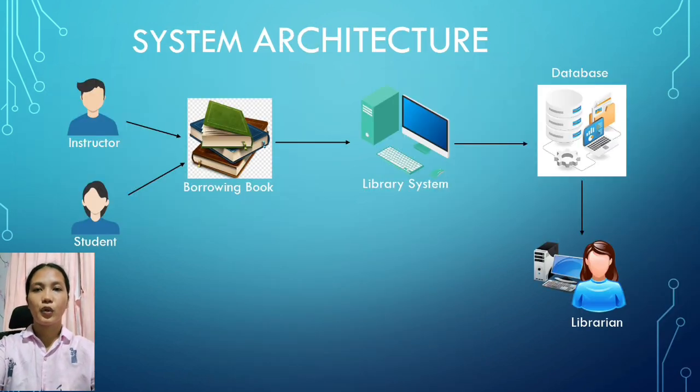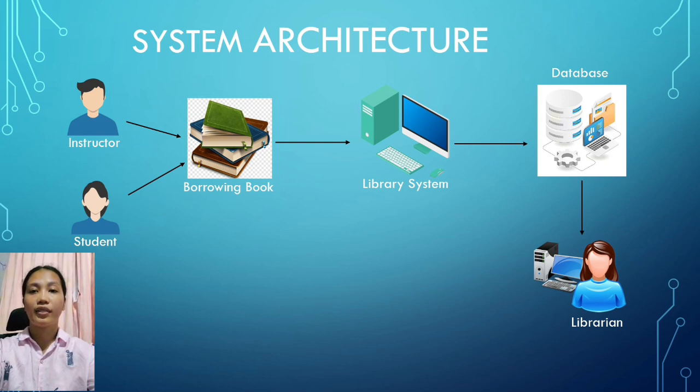This diagram shows the system architecture of our web-based library management system. The system architecture diagram shows how the library system interacts with users such as students, librarians, and instructors, and how data is processed through a central database. The system ensures efficient management of library resources.